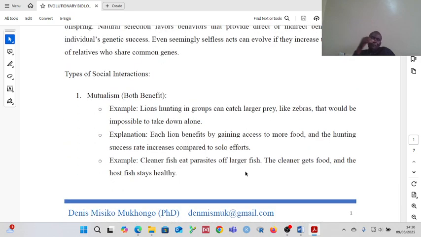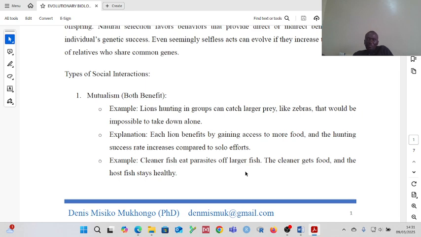So there are types of social interactions, and one of them is mutualism. So in mutualism, both organisms that are interacting benefit. The example we give here is, for example, if you have a group of lions that are hunting in groups, it increases their ability to catch larger prey. So things like zebras, for example, things like buffaloes.